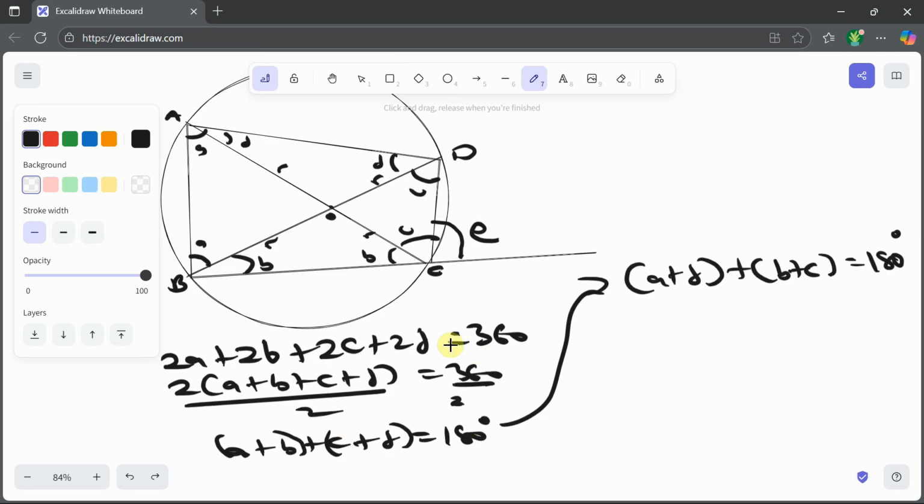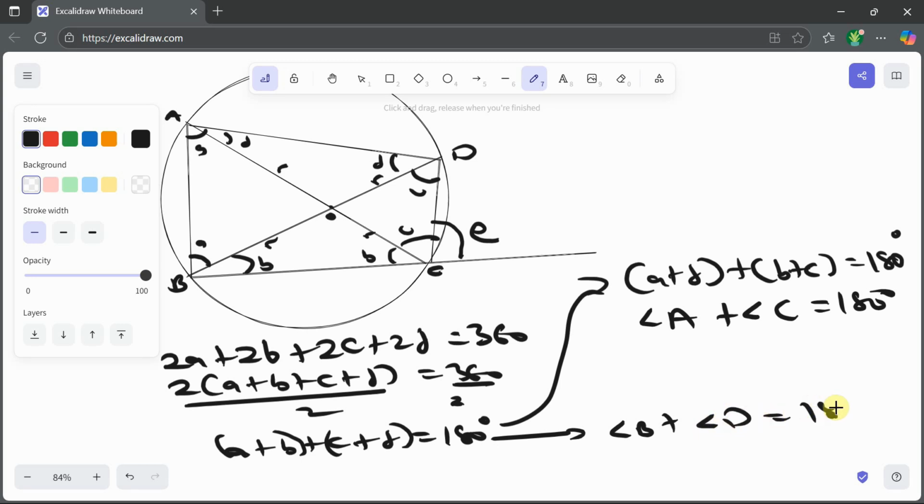So another alternative way I could describe this: A plus D is angle at this capital letter A. So I could say angle at A plus B plus C, which is angle at C, plus angle at C is equal to 180 degrees, right? Another way, we could say this is A plus B, which is the angle at B, plus C plus D, which is the angle at D, is equal to 180 degrees. This is another way of saying this.